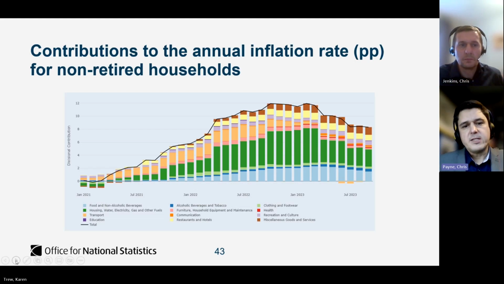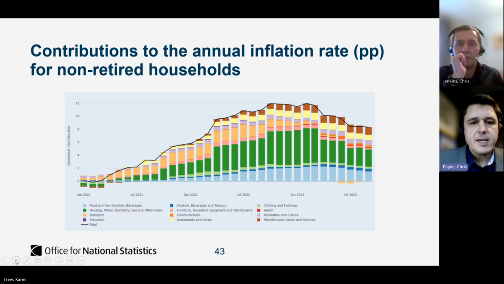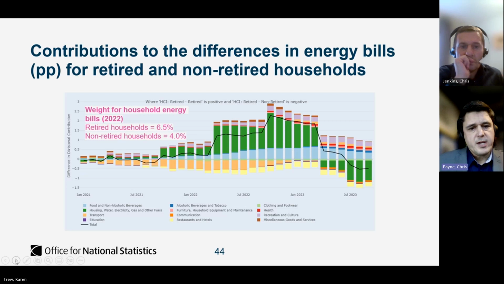So how can we understand what's driving the difference between inflation rates for retired and non-retired households? What we can do is look at contributions to the difference. So if we subtract the contributions for non-retired households from the contributions for retired households, that will tell us which spending categories are pushing inflation up for retired households and which are pushing inflation up for non-retired households. So if we could move on to the next slide, please. That's what this chart here shows.